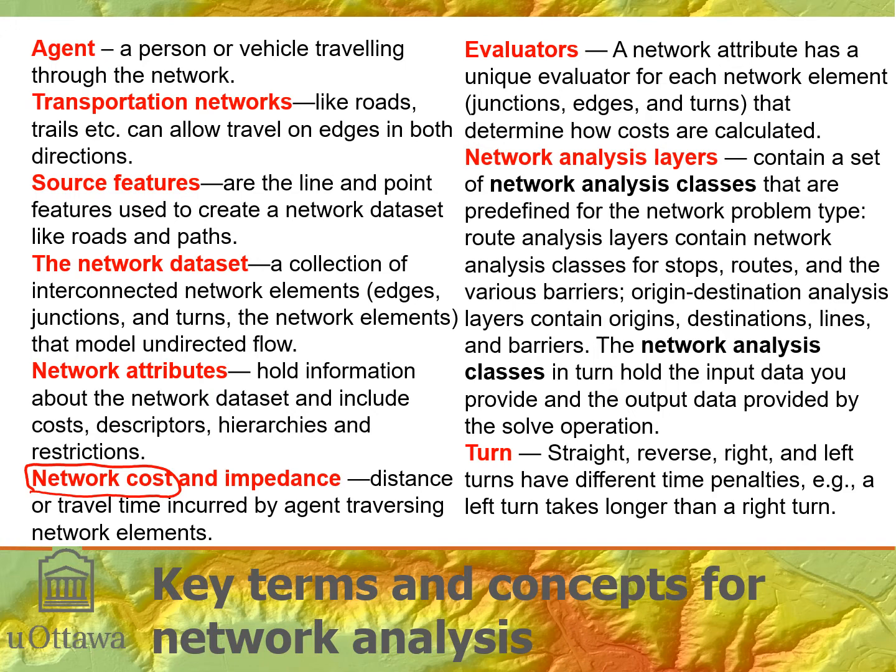Evaluators. These are network attributes, such as junctions, edges, turns, that determine how cost is calculated. So we might have, for example, evaluators like road speed as a means to calculate travel time on a network edge. Since speed, right, speed equals distance over time.